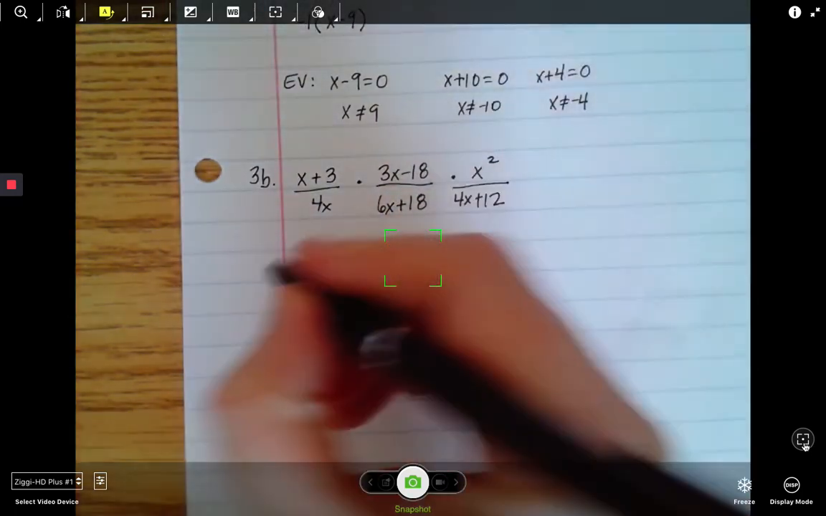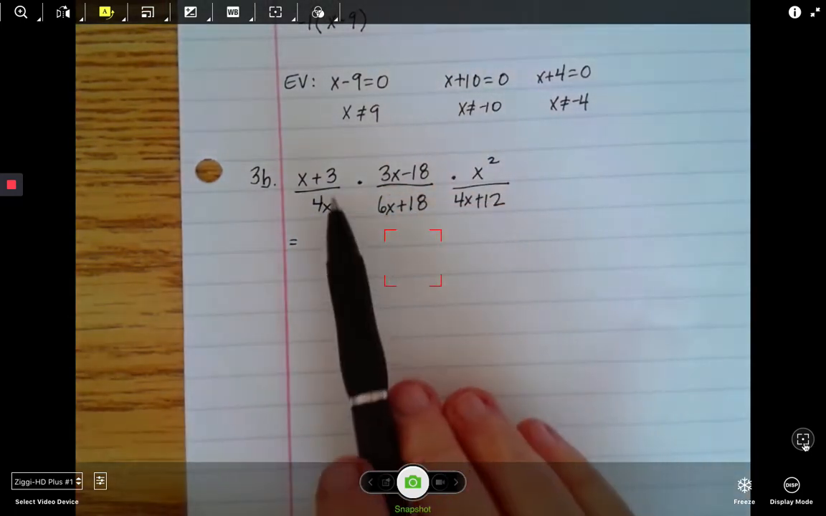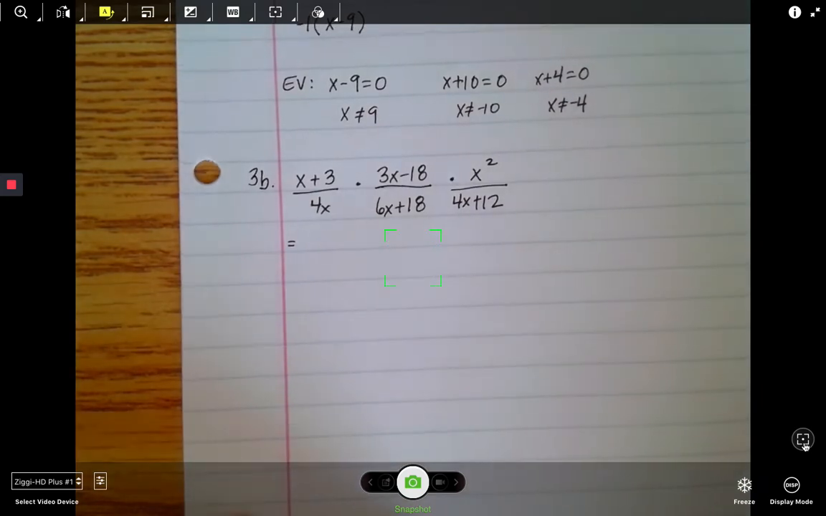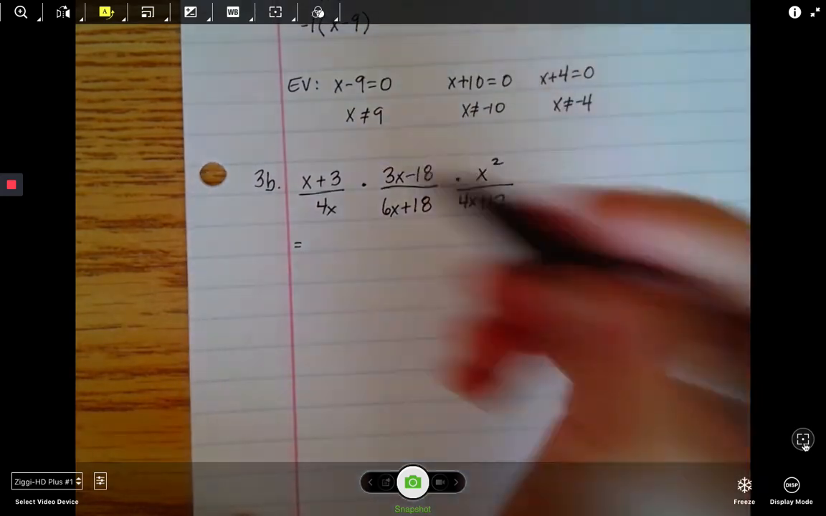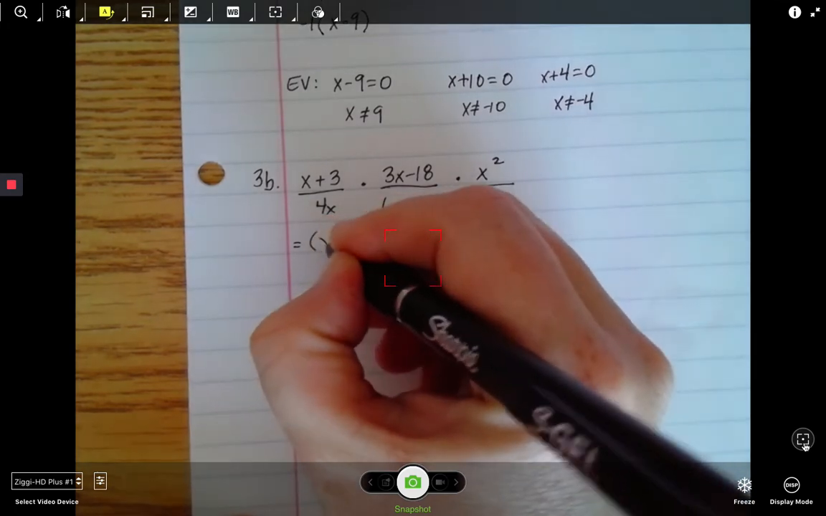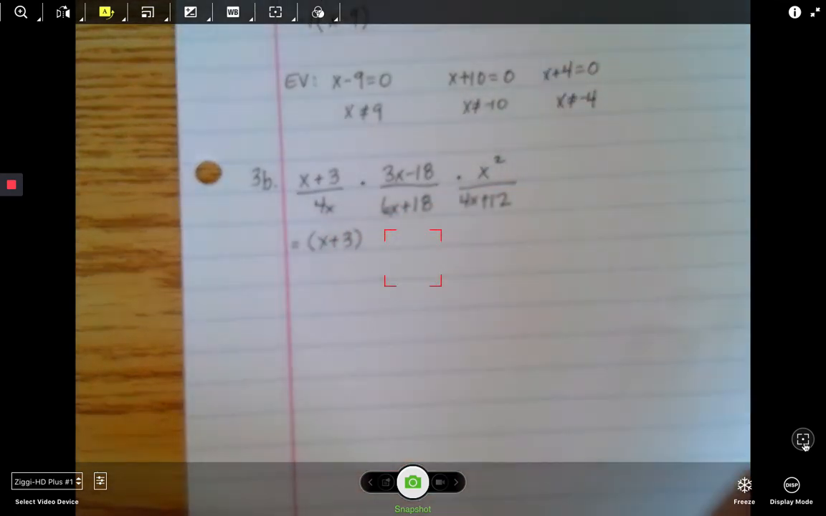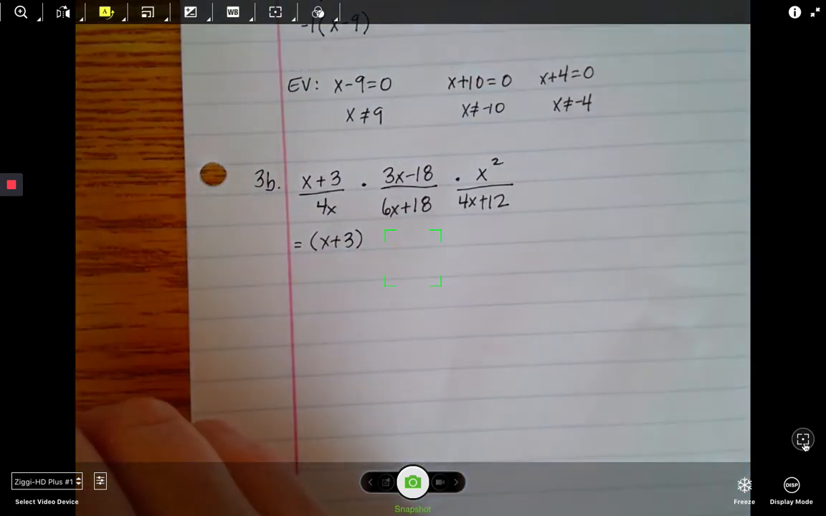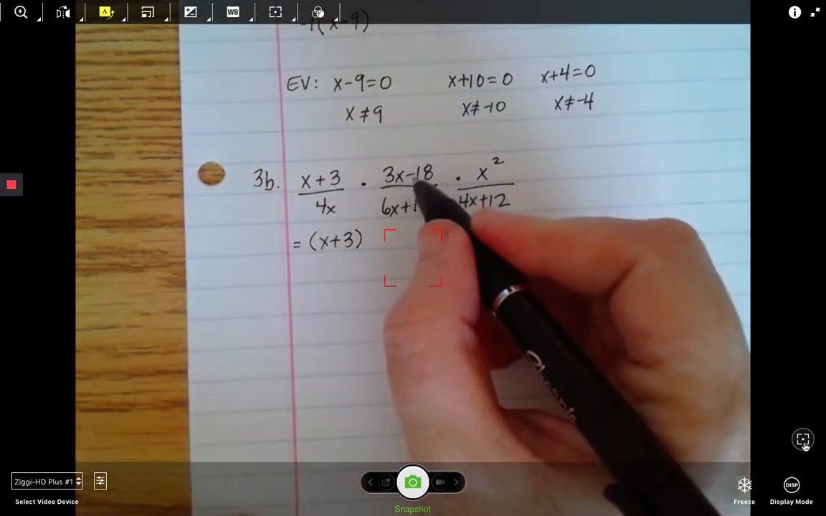All right, I'm just actually going to start with this one just because it's small. Do you see how it's not quadratic? So it'll be a little easier for us to factor if we need to factor. But I'm just going to rewrite this as one big numerator. So I'm going to look at everything in my numerator first. So I got x plus 3 times 3x minus 18.